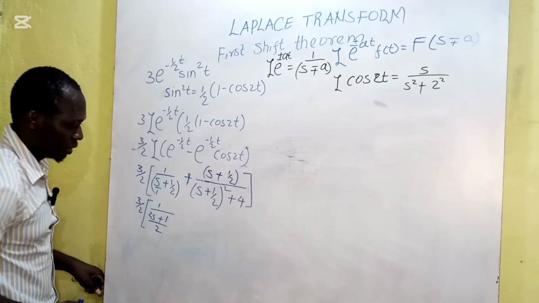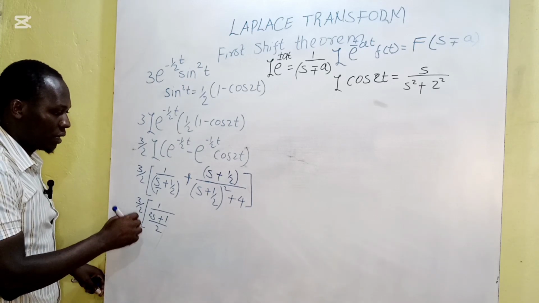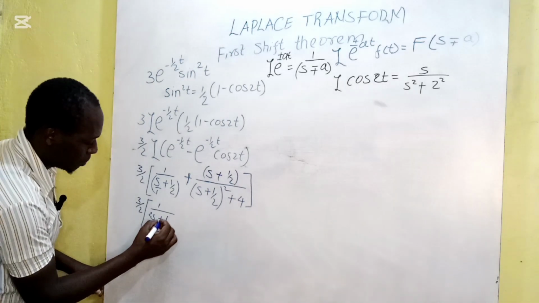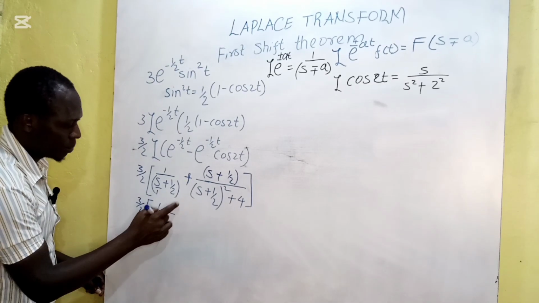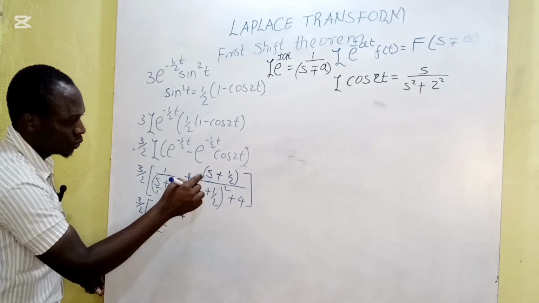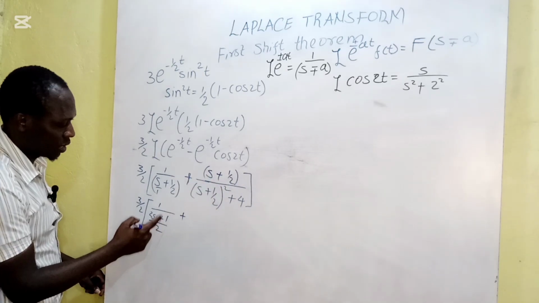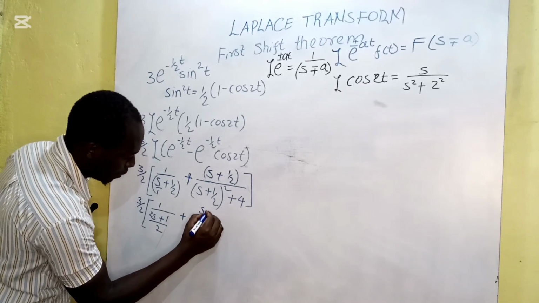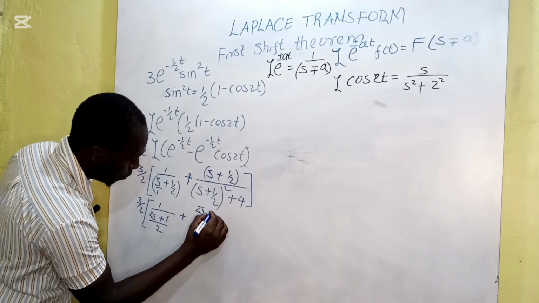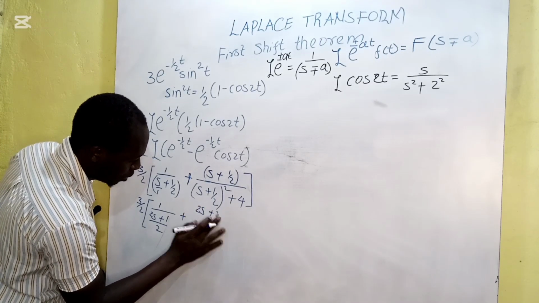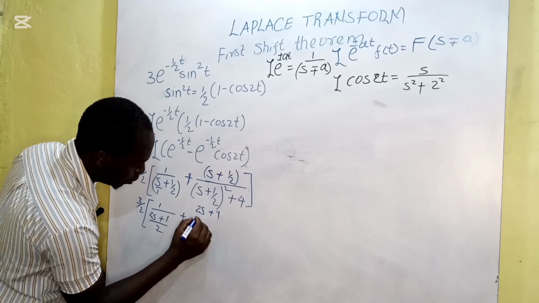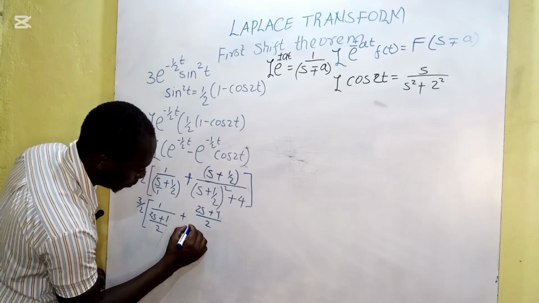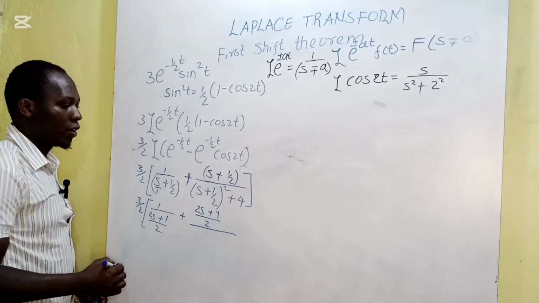We take the denominators, we multiply them together. We come and get the improper, we come and add 2. Whatever we are having here is equal to whatever we are having here. So we are going to have s, 2s, we add to 1, we add to 1 all over 2.